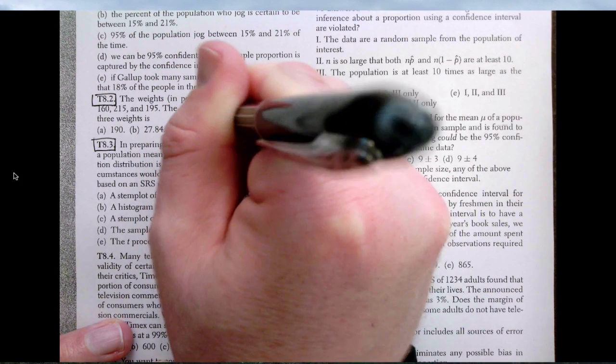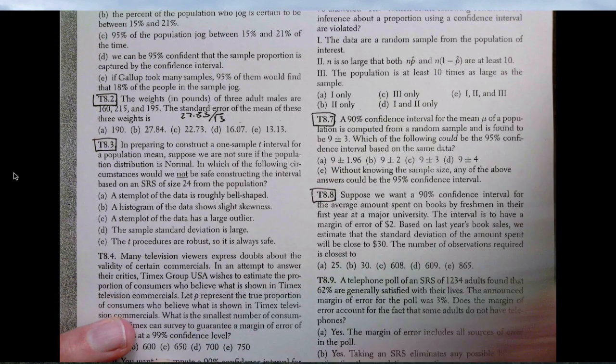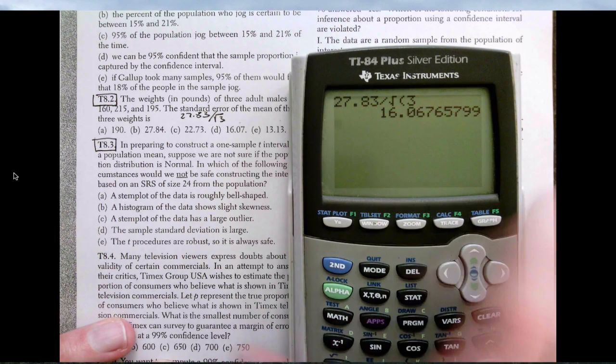I have to divide that by the square root of the sample size. So if I take the 27.83 divided by the square root of 3, I'll end up at 16.06. Okay, so 16.07 is D.